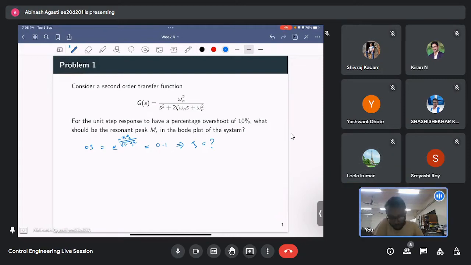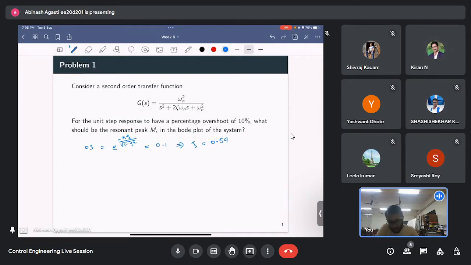Yeah, so someone give me this answer. This is the percentage overshoot formula. We want it to be 10%. So what should the damping ratio be? Sir, is it 0.59? 0.59. Okay. So now what is the resonant peak?